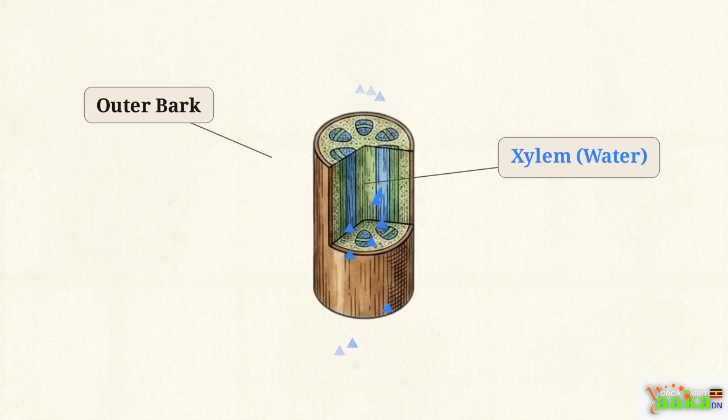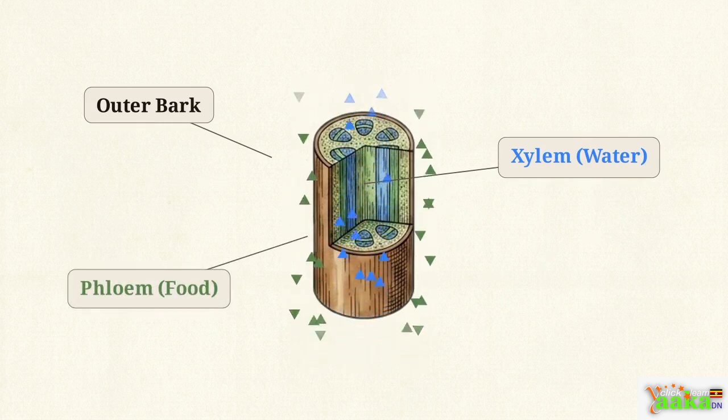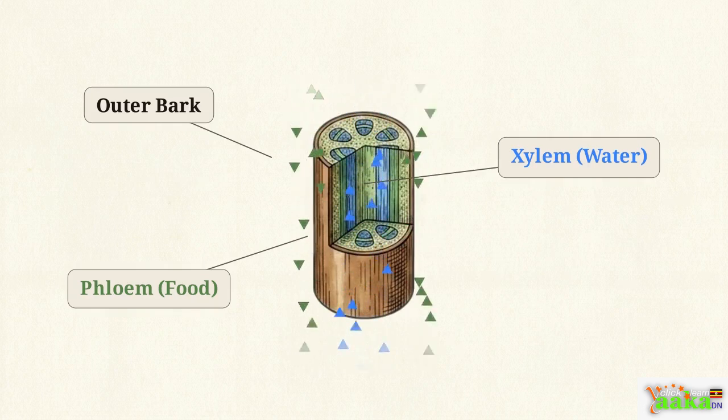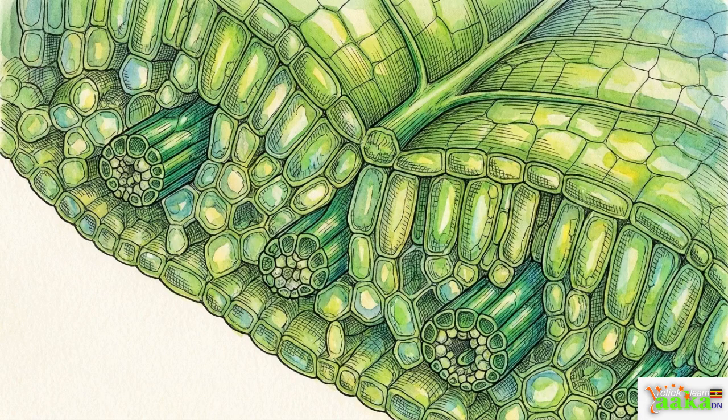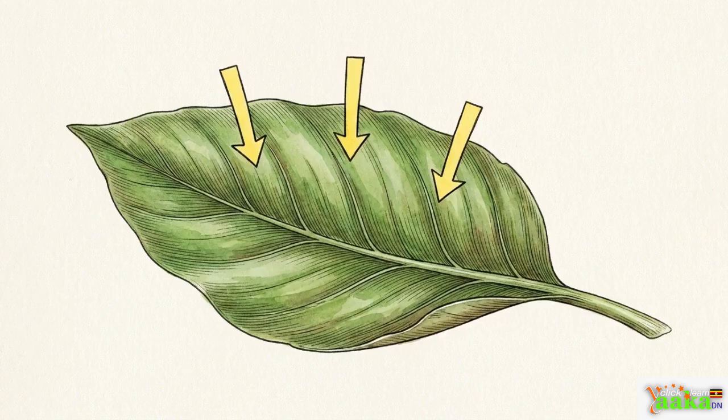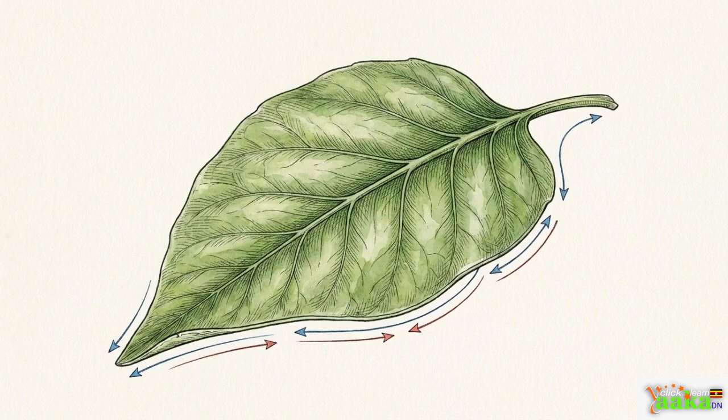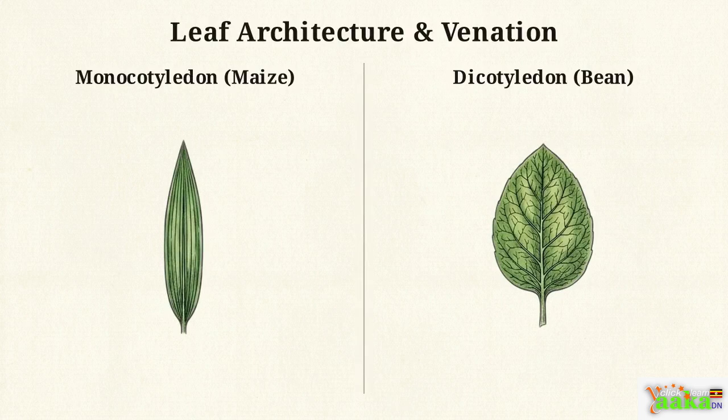Xylem tubes, highlighted here, transport water strictly upward from the roots. Phloem tubes transport manufactured food from the leaves, moving both upward and downward as needed. The leaves act as solar-powered factories, using chlorophyll to perform photosynthesis. They are adapted to be broad and flat to capture maximum sunlight, and thin to allow gases to enter and leave the cells efficiently. Leaf venation distinguishes the two blueprints.